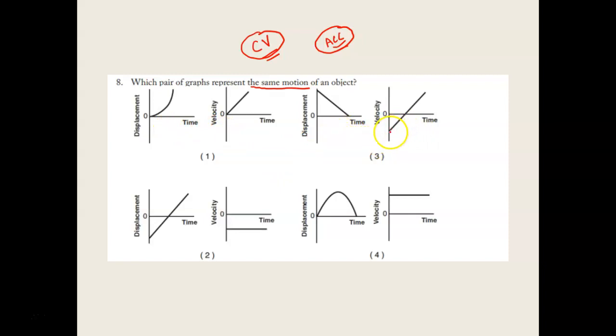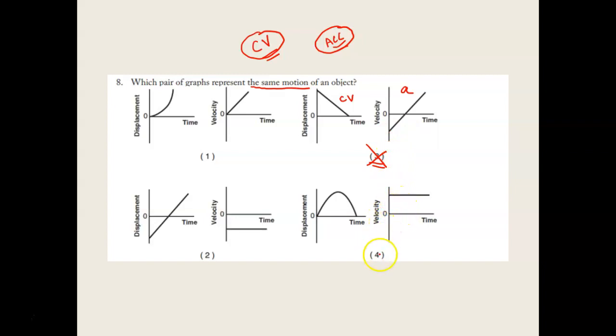All right, so let's start here. Number 3. We can see the velocity is linearly changing. That is an indication of acceleration. Here we see displacement is linearly changing. That is an indication of constant velocity. Therefore, these are definitely not the same motion, and we can eliminate this.